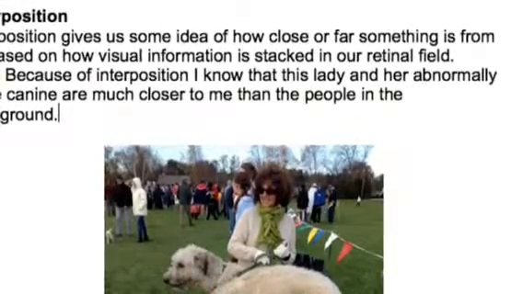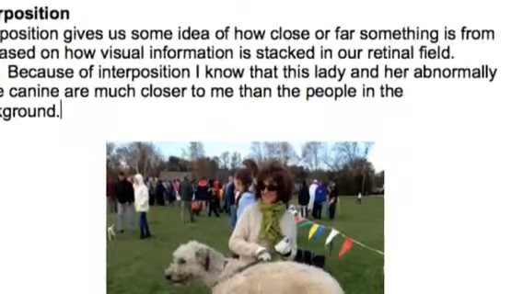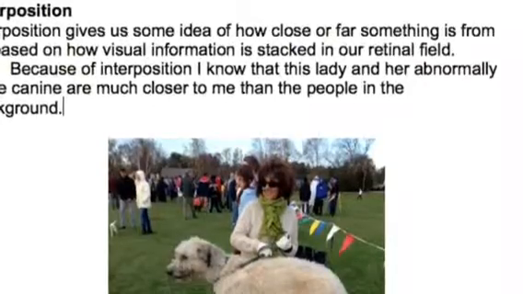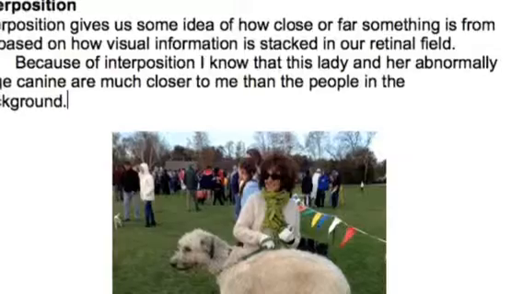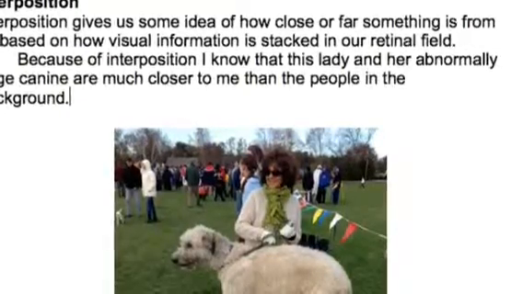Interposition gives us some idea of how close or far something is from us based on how visual information is stacked in our retinal field. Because of interposition, I know that this lady and her abnormally large dog are much closer to me than the people in the background.